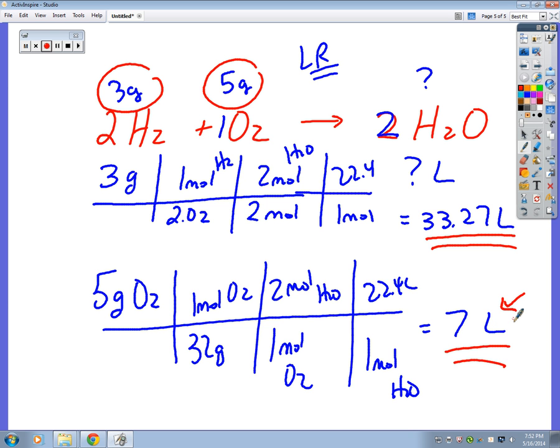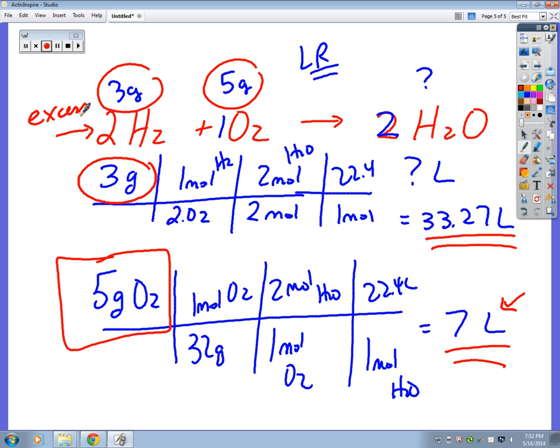That is if you have enough stuff to react with this hydrogen. If you have enough oxygen, then you can make 33.27 liters. But you don't. You can only make 7, so this is your limiting reactant. That's it. That's your limiting reactant. So that means this is your excess reactant right here, hydrogen. You have too much of it. Don't have enough oxygen. Okay? Maybe you get that. We'll see.